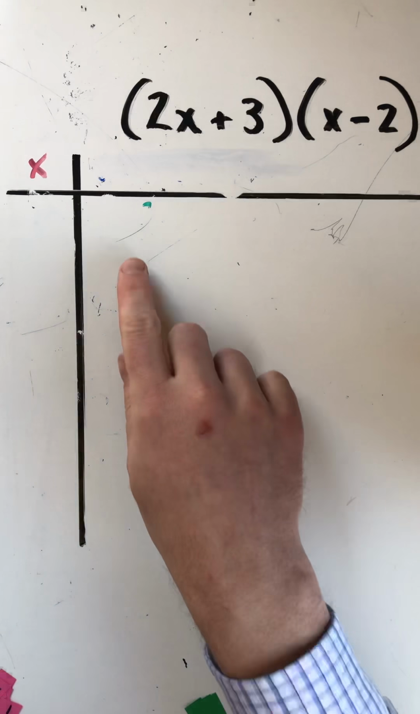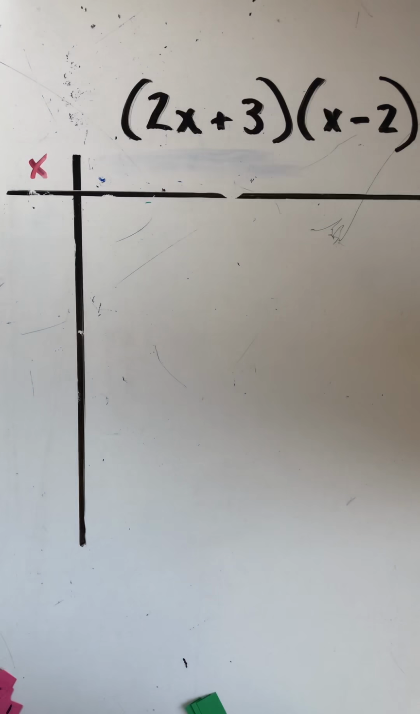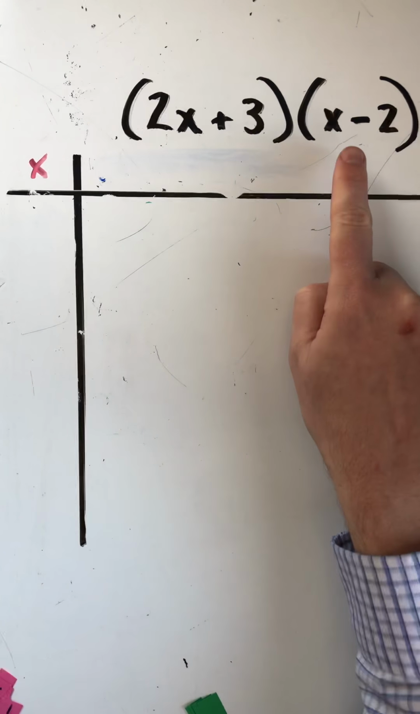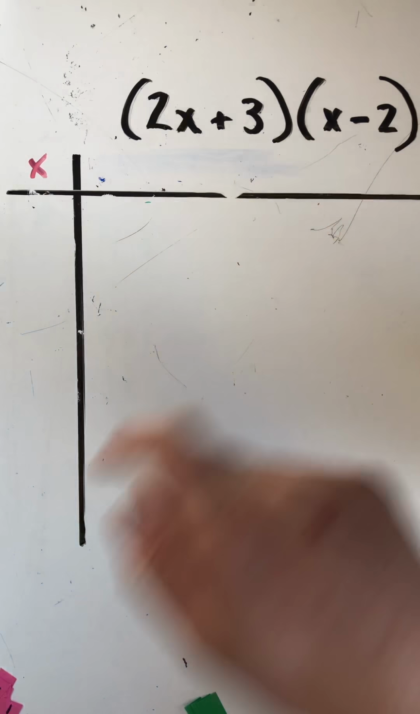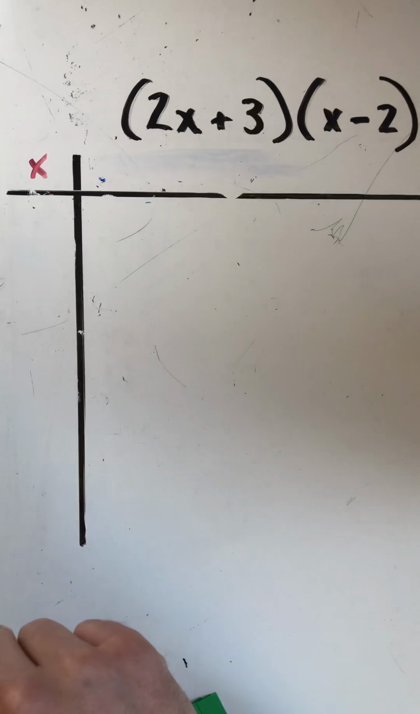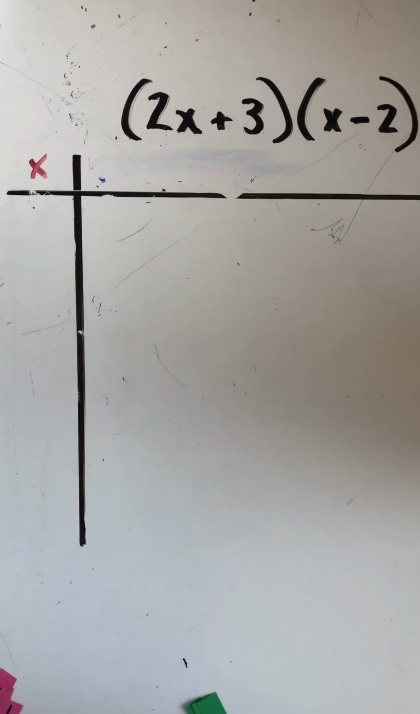In this video, I'm going to show you how to model multiplication of polynomials, but you'll notice that this time the problem's different because it's x minus 2. So I'm going to show you how to do that with my tiles, and then I'm going to show you how to do that with a regular pen, pencil, and some colored pens or pencils.